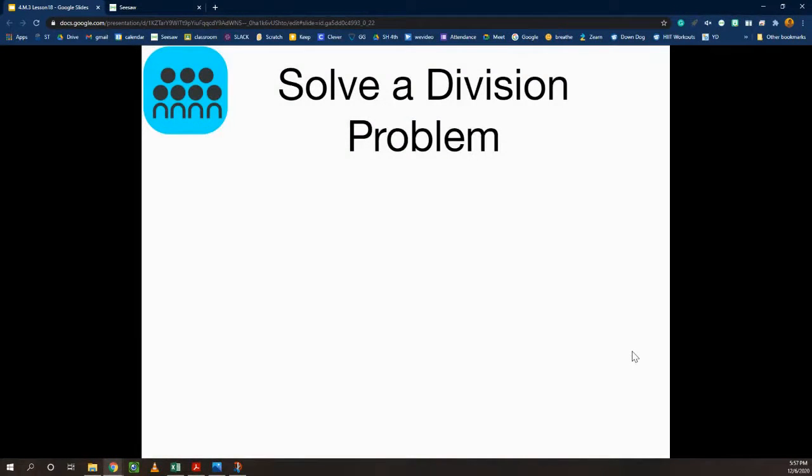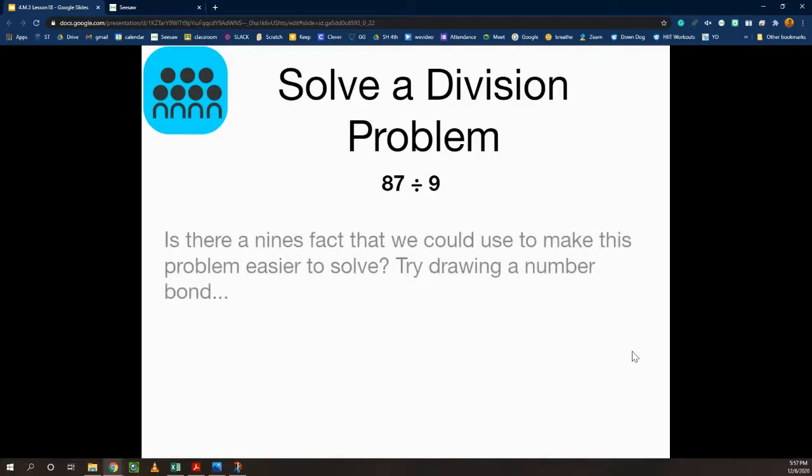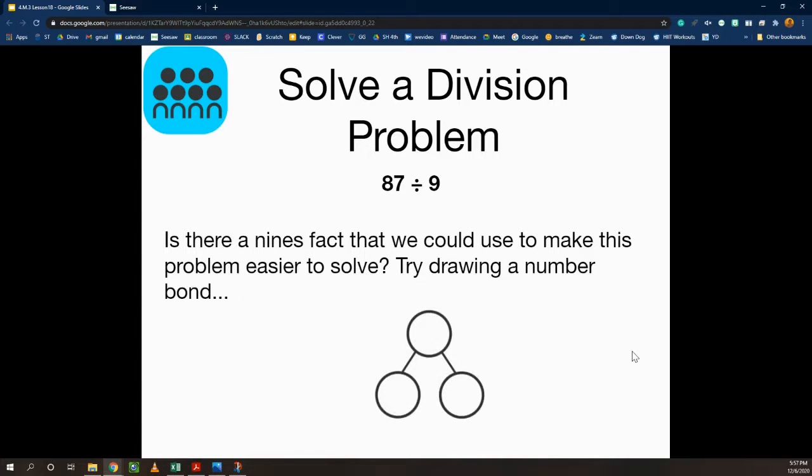So we're going to do the same thing for a couple other problems. 87 divided by 9. Is there a nines fact that we could use to make this problem easier to solve? Let's see if we can do it by drawing a number bond. Now, what times 9 is going to give us close to 87 without going over? I can think of 87 breaking it up into 81 plus 6. I know in my multiplication facts that 9 times 9 is 81. So then 87 divided by 9 would be 9 with a remainder of 6.